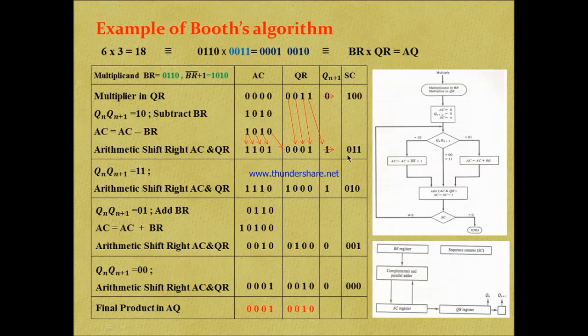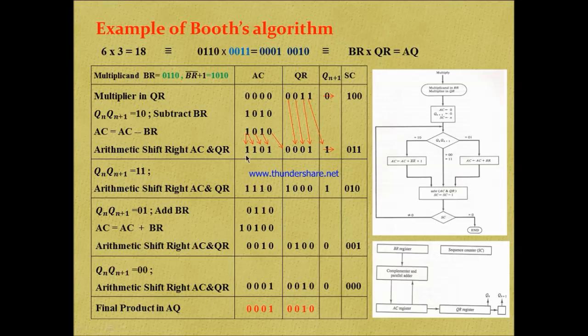Now we go for decrement of SC. We will decrement the SC from 4 to 3. Now we check the SC, it is not equal to 0, so again we come here and check QN and QN plus 1. QN and QN plus 1 is 1 1. If it is 1 1, we know that no addition or subtraction is required, and we can go directly for shifting. So since it is 1 1, we will go for shifting of AC and QR.